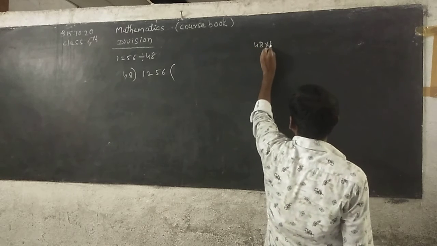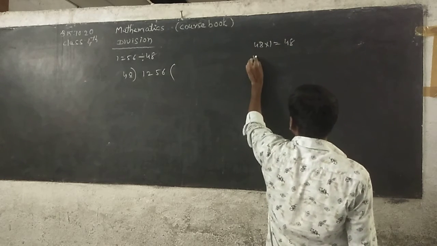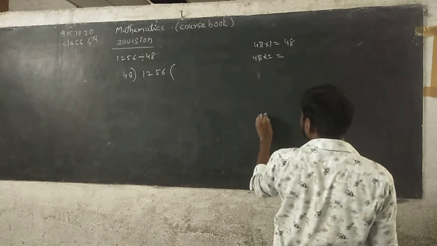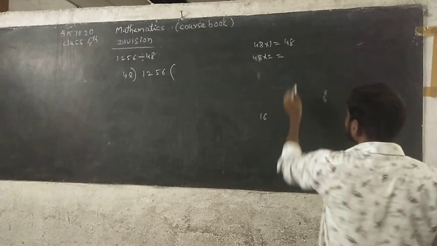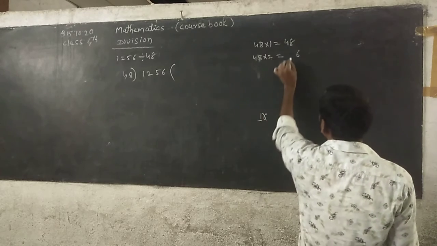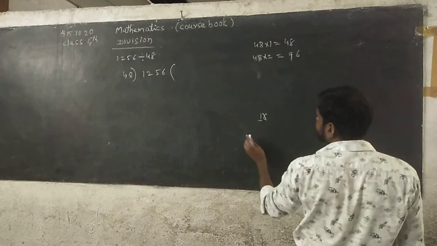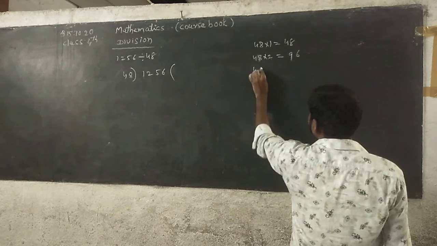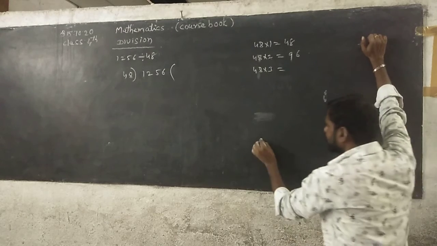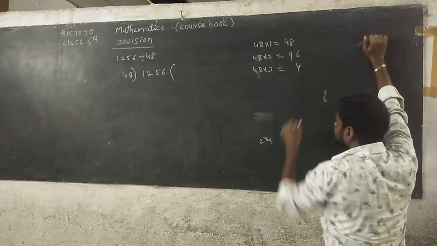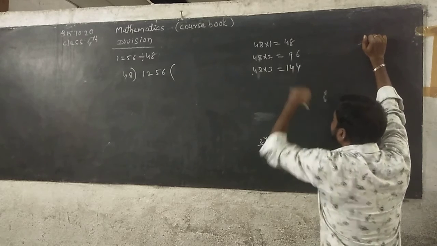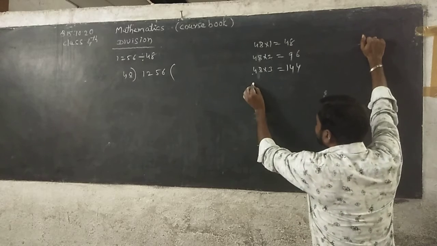48 1s are 48, 48 2s are... 2 8s are 16, so 6 taking, carrying 1. 2 4s are 8, 8 plus 1 is 9. 96. Next, 48 3s are. 3 8s are 24, in it 4 taking, write down, carrying 2. 3 4s are 12, 12 plus 2 is 14. 144.